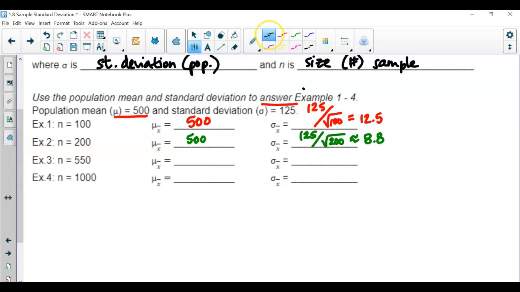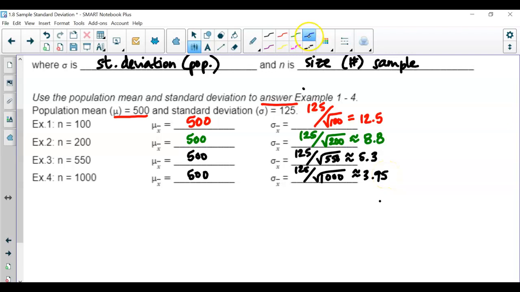And here we go. For a sample size of 550, the mean is still 500. To get the sample standard deviation, you should have set it up as 125 divided by the square root of 550, which is approximately 5.3. Then for sample size 1,000, same thing. You have a mean of 500, and then 125 divided by radical 1,000. Here you get approximately 3.95.